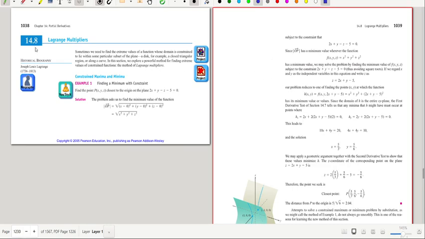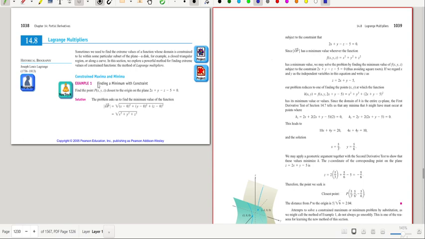Hi all, today we start discussing section 14.8. This is the last section of our module 2. In 14.8 we will discuss a new method to evaluate the extreme values of a function using some constraints. So that is the idea in this section.